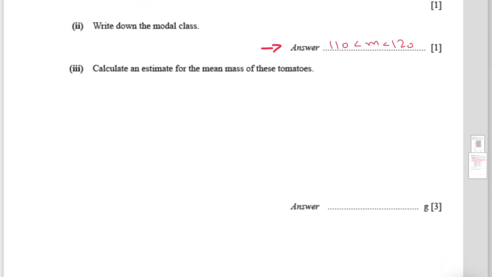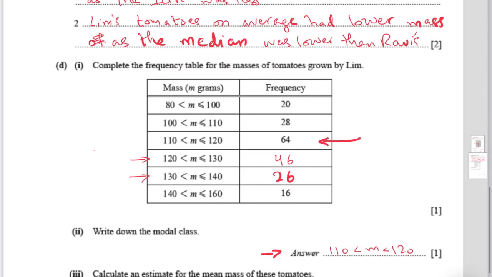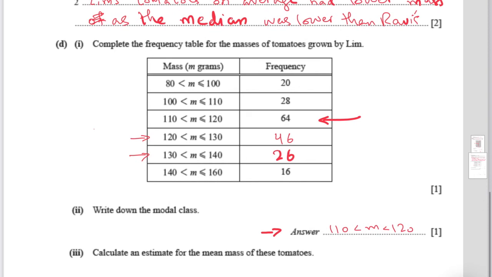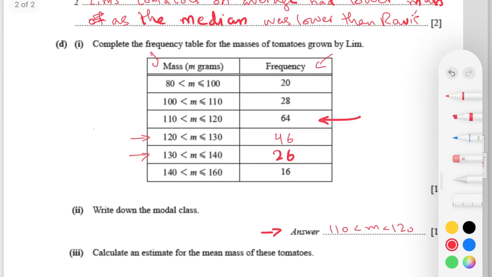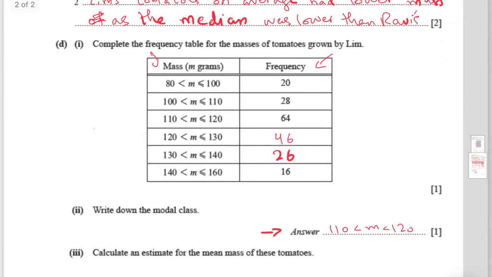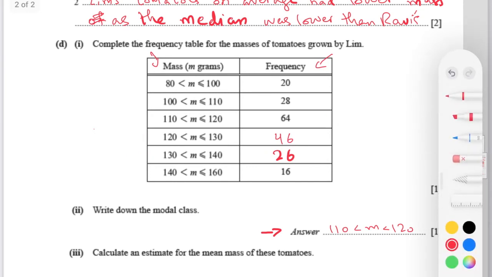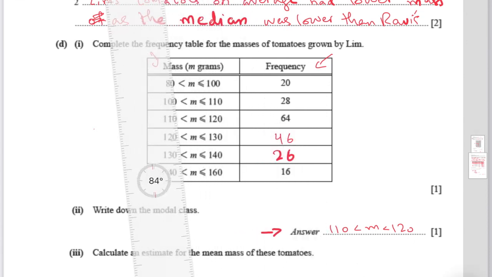Calculate an estimate for the mean mass of these tomatoes. In order to find the mean, you need to find the middle values of the mass and multiply them by the frequency. So let's draw a column at the left and the right side of this table. So we start off with the column at the left.